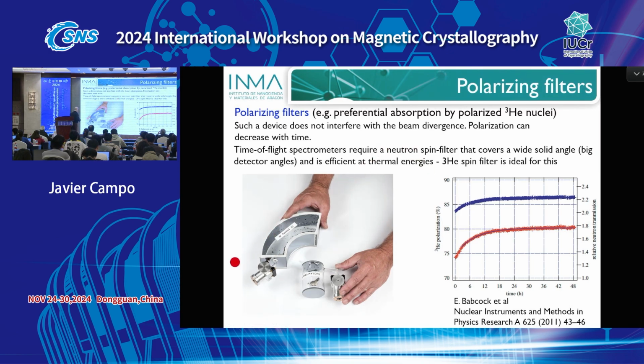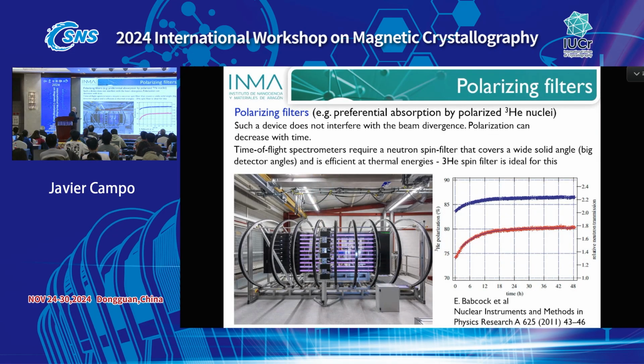And with this kind of objects with helium-3, you can cover a large solid angle, but you also need auxiliary equipment to polarize all these helium-3 nuclei. And also the polarization decays a little bit with time. You need to take care of this also when you are doing experiments.